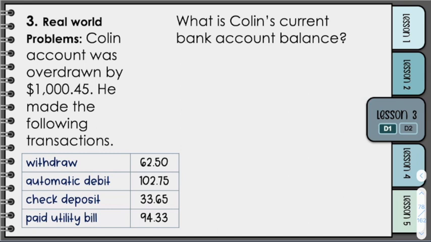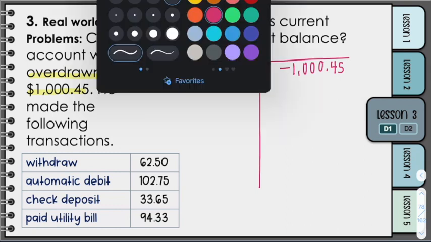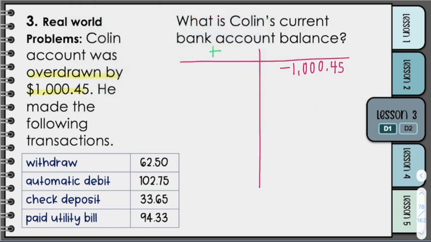So, you want to make sure you know that it's overdrawn by $1,000.45. So that means already you have a negative $1,000.45. So there are going to be values that you're going to be adding and values that you're going to be taking away. So I'm just going to draw a table of things that you're going to add, and then things you are going to subtract and take away.